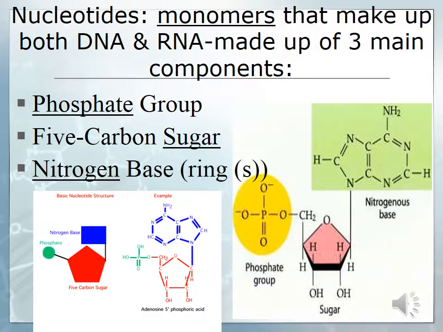A nucleotide is a monomer that makes up both DNA and RNA. It's made of 3 parts: a phosphate group, a 5-carbon sugar, and a nitrogen base. I like to think of this as the house, the pool, and the garage. Some people see a house, a pool, and a flag. As long as I see the pool, I know that that's a phosphate group, and that it's a nucleotide. The 5-carbon sugar kind of looks like a house. At each corner, 1, 2, 3, 4, 5, there are 5 carbons there. And then you have the pool, the phosphate group, and then you have the flag or the garage, which is a nitrogenous base.